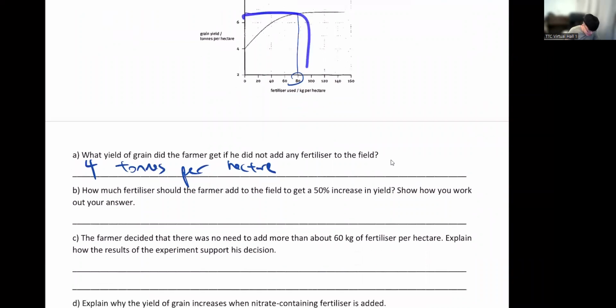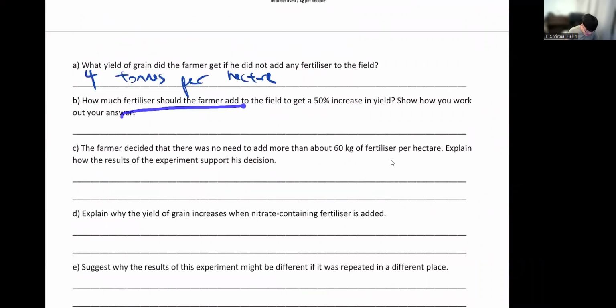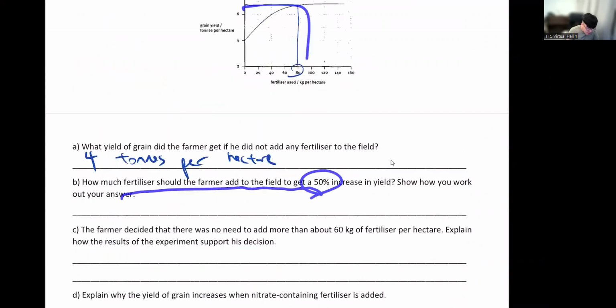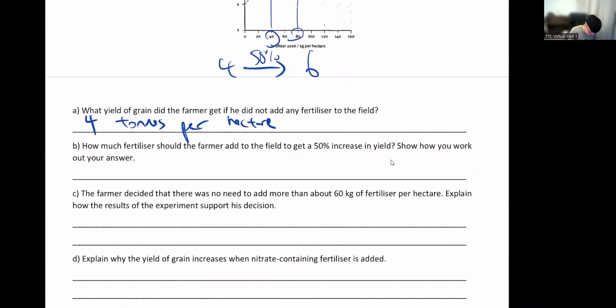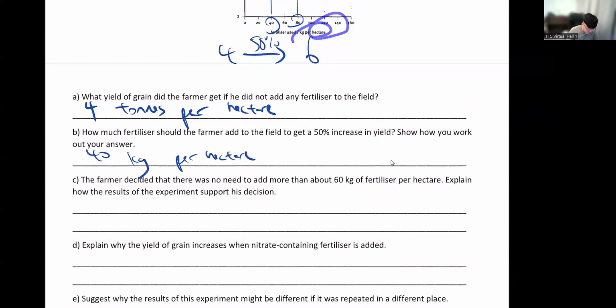And then B, how much fertilizer should the farmer add to the field and get a 50% increase, right? So to go from 4 and you increase by 50%, that will be 6, right? This is basic maths, guys. So 6, right? You should add roughly around 40 kg per hectare, right? Do take note of the unit. Don't just write 40 there.